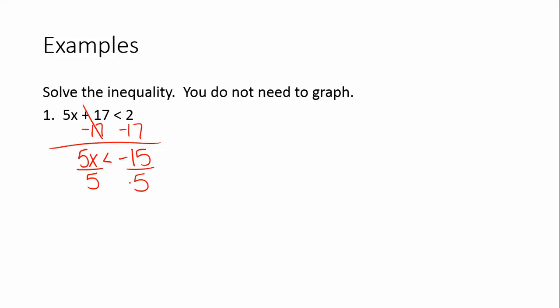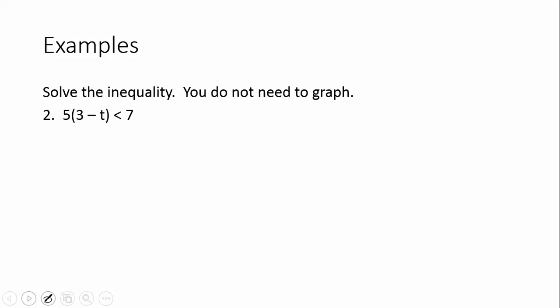Notice while I'm dividing a negative number by 5, the 5 that I'm actually dividing is positive. So this does not require a symbol flip. Even though our answer ends up negative, we're dividing by a positive 5, so we're not flipping the symbol here. So we get x is less than negative 3. Again, don't need to graph.